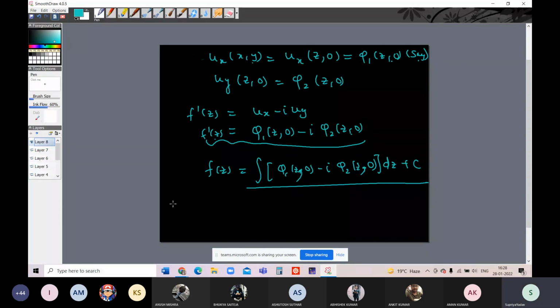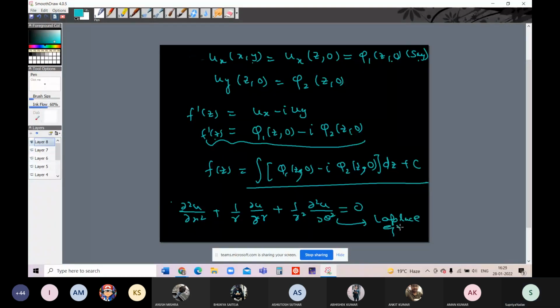And one more thing I want to tell you here: the Laplace equation in polar form. The Laplace equation in polar form is written as del square u upon del r square plus 1 upon r del u by del r plus 1 upon r square del square u upon del theta square equals 0. This is called the Laplace equation in polar form. Okay, so this was the harmonic function.